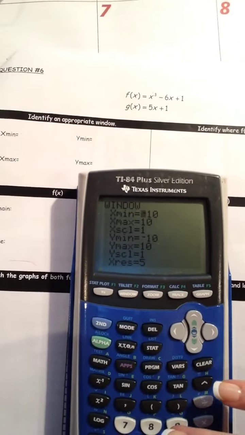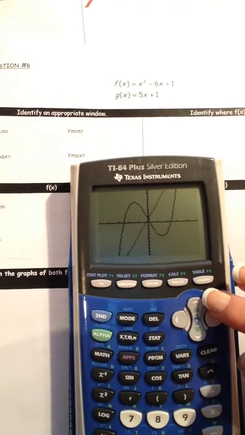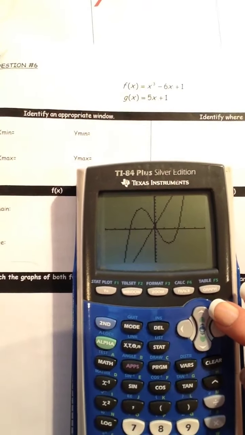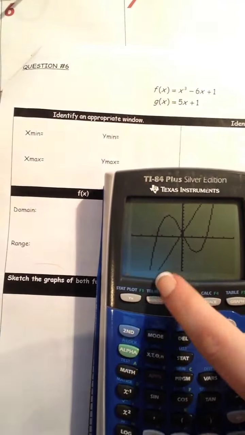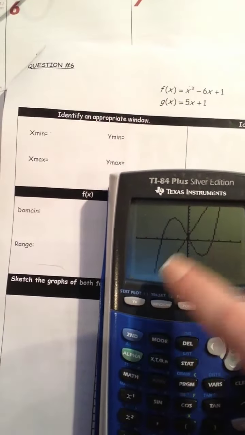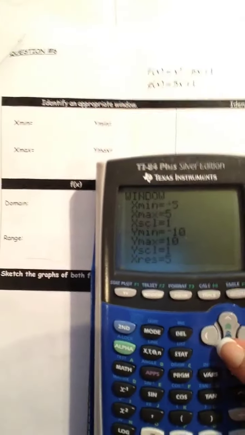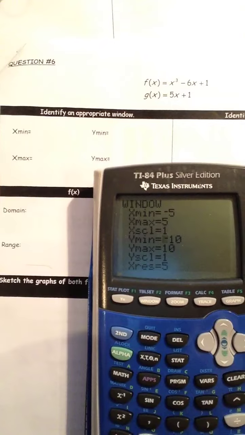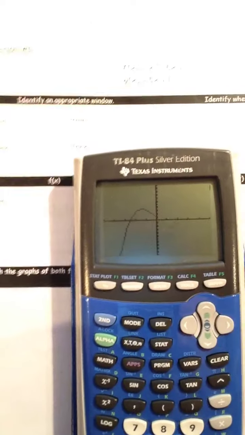It looks like we don't need to see as much of the x-axis, so we're going to change that to -5 to 5 and hit graph. Yeah, see, that looks a lot better. I think we can still do more though, because you see that these are cutting off 2 more intersection points. So we're going to hit window again, and we're going to make the y minimum and maximum bigger. So we're going to say -20 and 20. And we're going to hit graph.